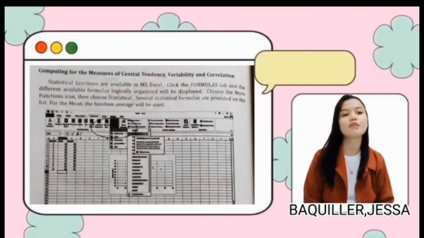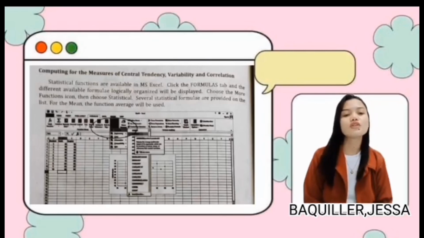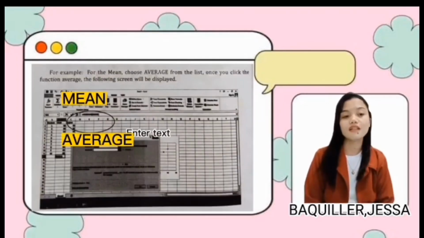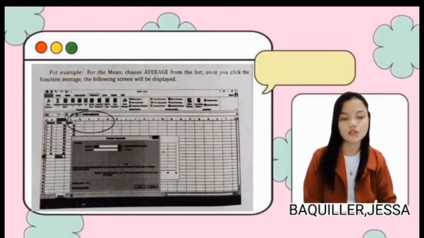Now click the Formulas tab and the different available formulae will be logically organized and displayed. Choose the More Functions icon, then choose Statistical. There are several statistical formulae provided in the list. For the mean, the function average will be used. For example, for the mean, choose average from the list. Once you click the function average, the following screen will appear.